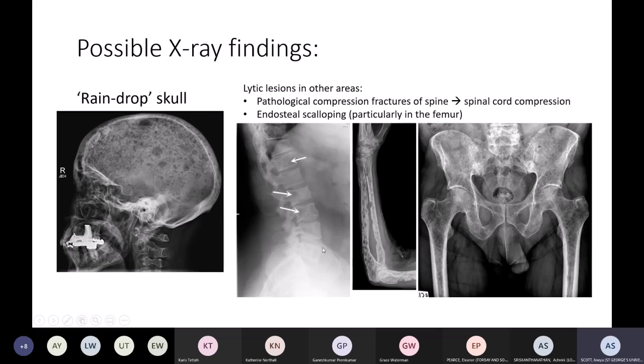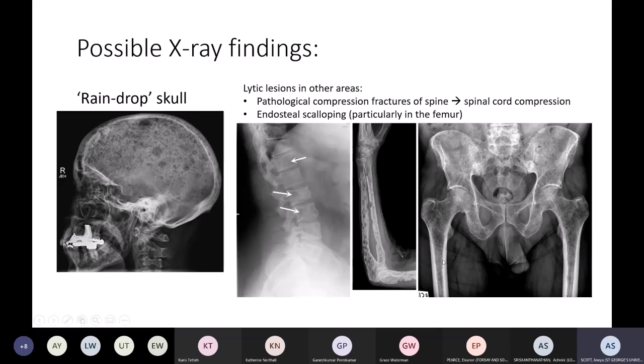And you also get these lytic lesions in other areas. So you can see them here in the arm, but a particularly dangerous one in myeloma is when you get them in the vertebrae. And when you get these compression fractures caused by these lytic lesions in the spine, you are at very high risk of getting spinal cord compression, which is obviously really dangerous and horrible. So that's something you worry about a lot in myeloma.